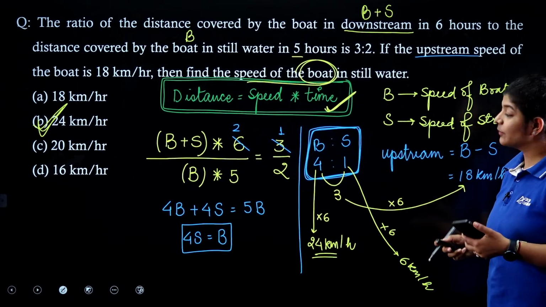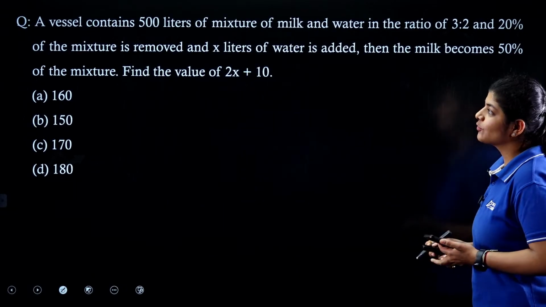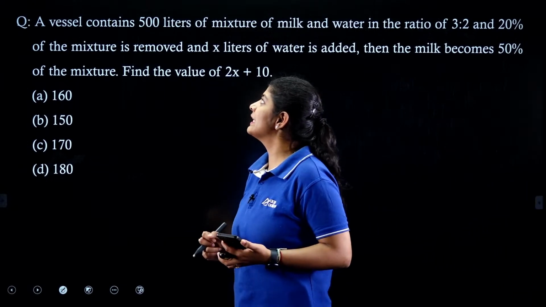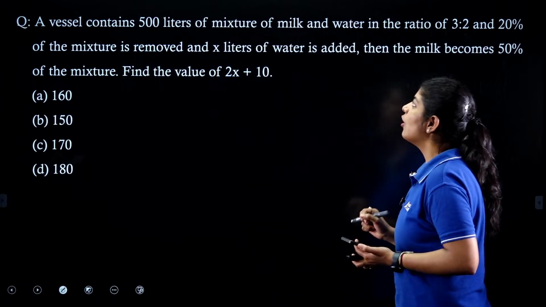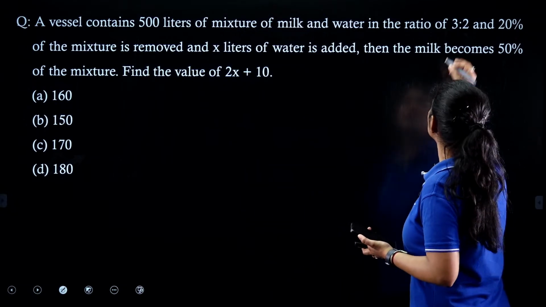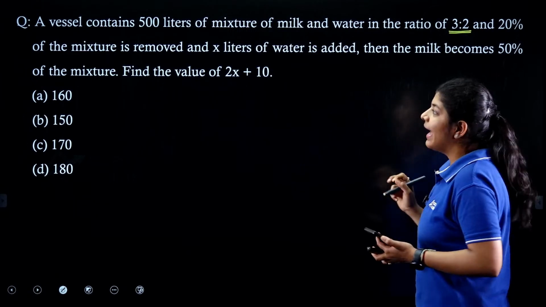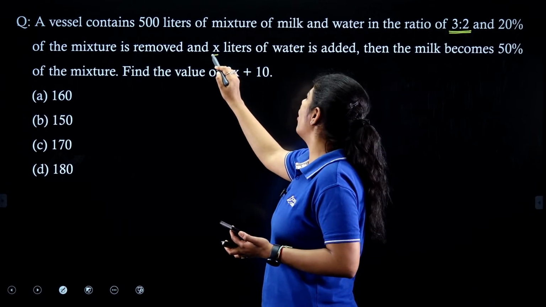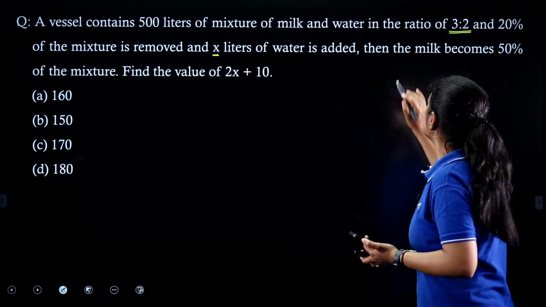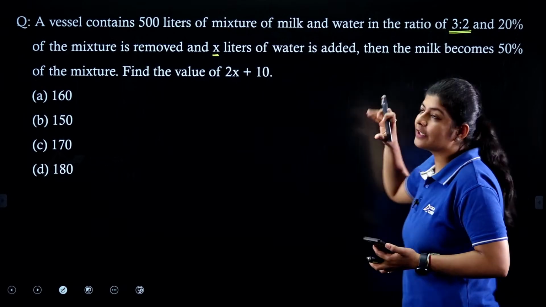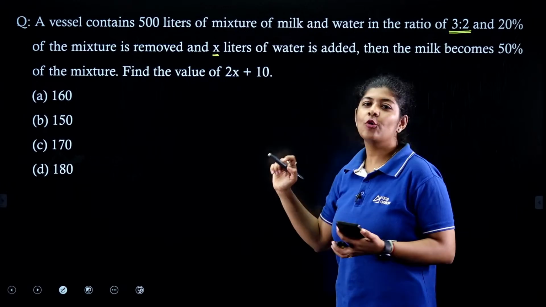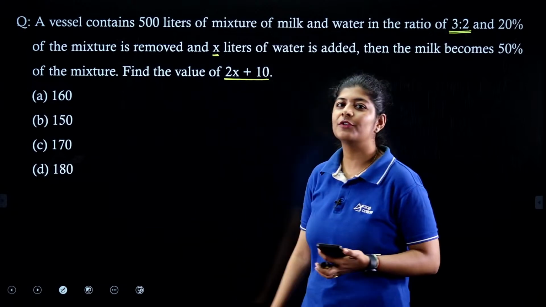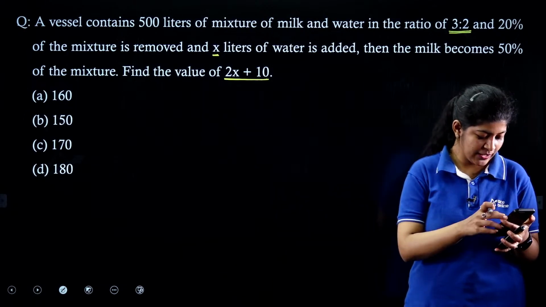Okay. Now let's move towards the next question and see what it is. The next question says that a vessel contains 500 liters of mixture of milk and water in the ratio of 3:2, and 20% of the mixture is removed and x liters of water is added. Then the milk becomes a certain share of the mixture. What is the value of 2x plus 10? We just need to find the value of 2x plus 10. What value are we getting?